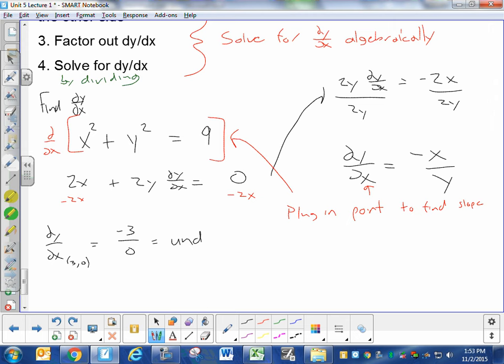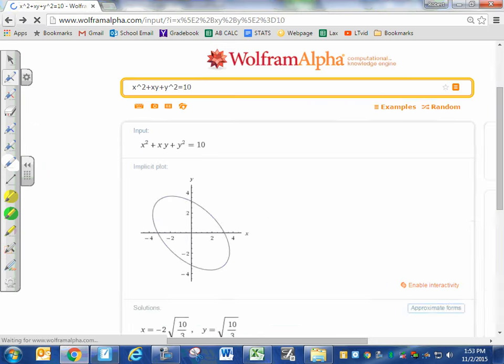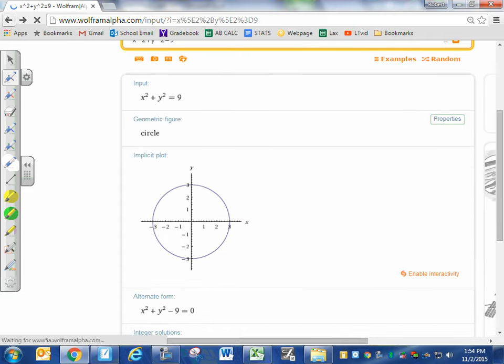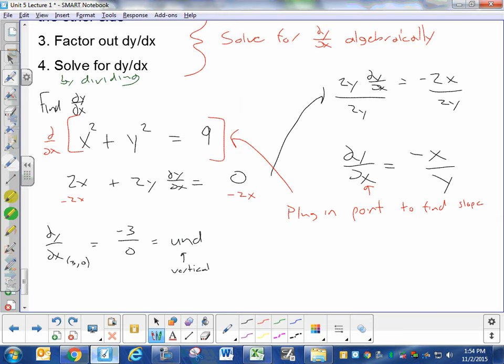Well, that's confusing. What does it mean to be like an undefined tangent slope? Vertical, exactly. An undefined slope is a vertical slope. Well, let's look at the graph of x squared plus y squared equals 9. Look at the point 3, 0. What do we have? A vertical tangent slope. Fantastic. We now have the capabilities of any point finding the slope of the tangent to that original equation.